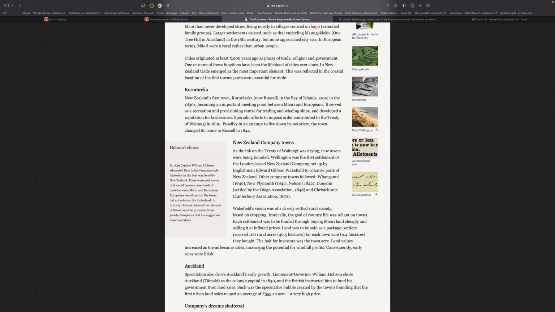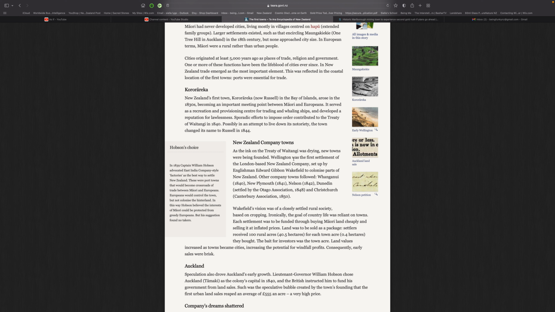So yeah, interesting. So, New Zealand Company towns. I just looked up. I wanted to see which were the first towns to appear. So, as the ink on the Treaty of Waitangi was drying, new towns were being founded. Not new towns were being built. New towns were being founded. It's all there in front of us. We know what the word "found" means. It doesn't mean built. It means found. Just as the Freemasons found all the free masonry.